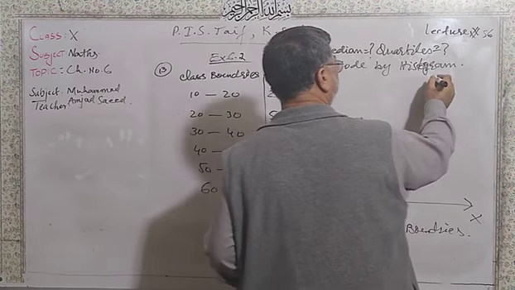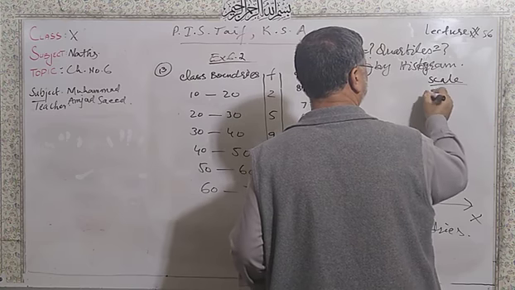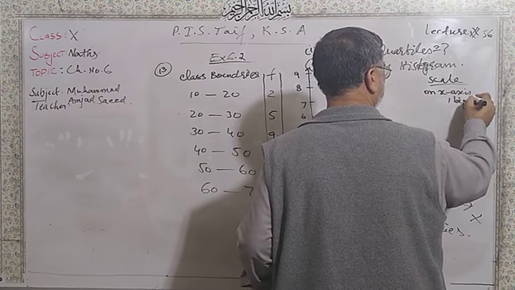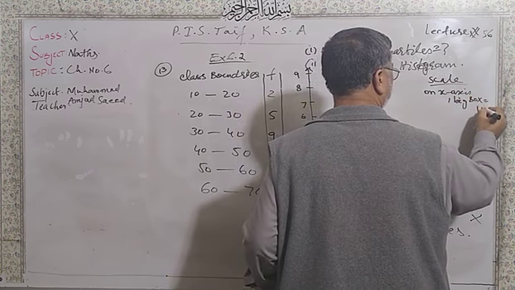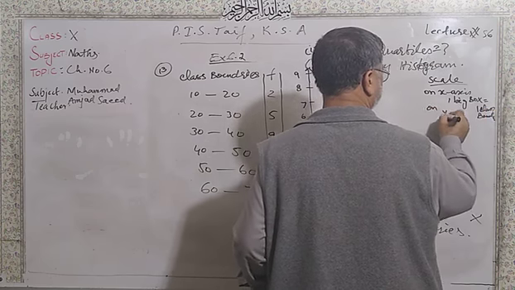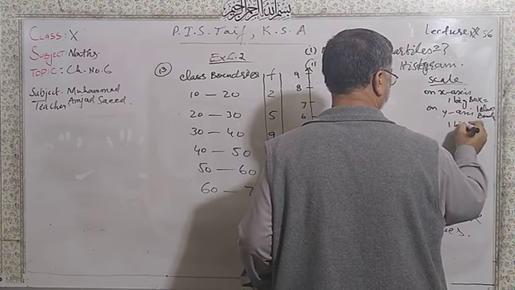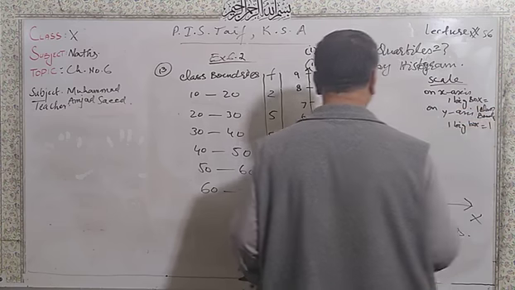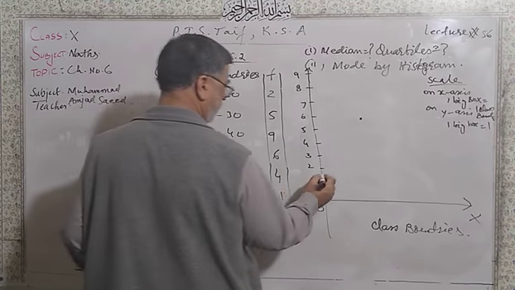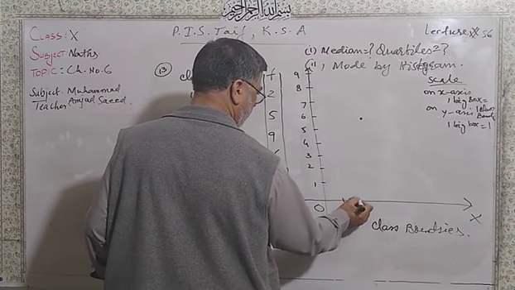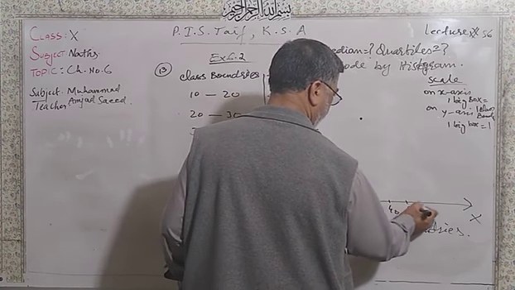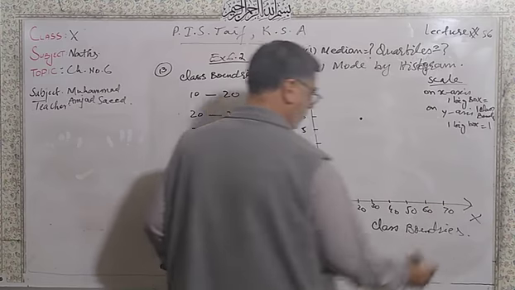Actually, you have to draw a scale here. You have to write down a scale. It's important. On the x-axis, one big box is equal to one class boundary, and on the y-axis, one big box is equal to one frequency. First is 2. Here is 10 to 20, 30, 40, 50, 60 and 70.